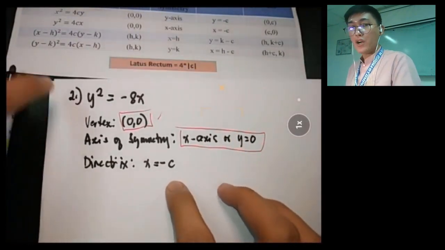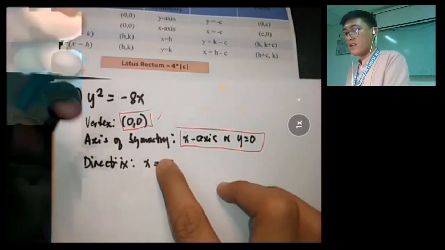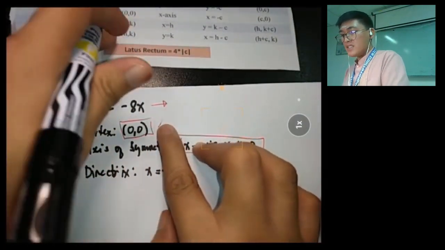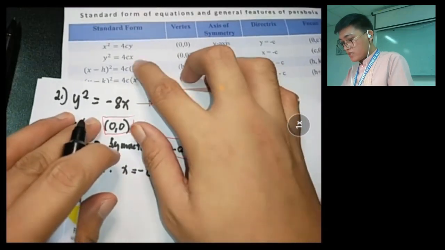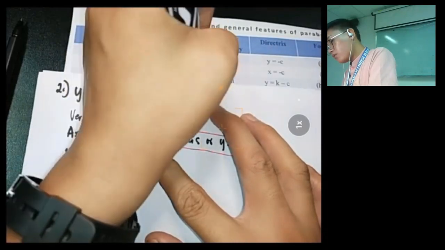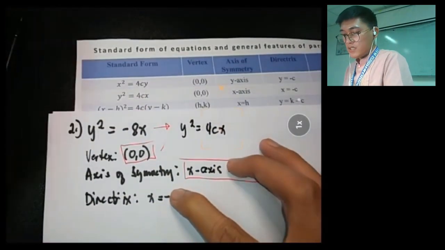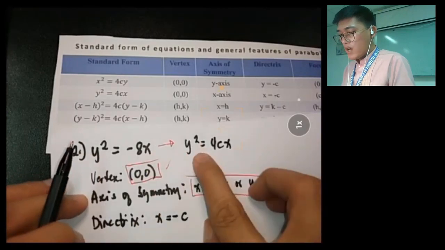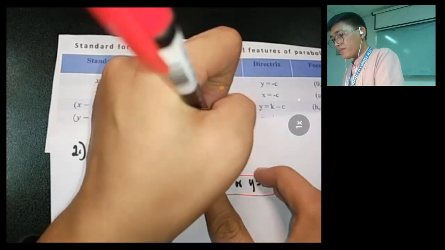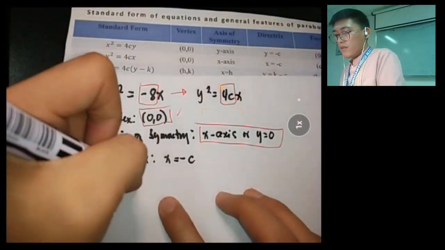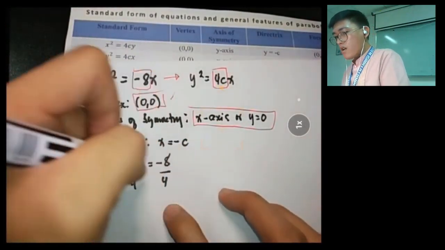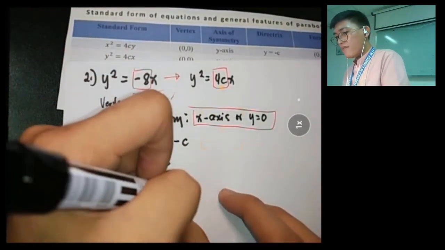We are going to go back to the original given standard form. That is, y squared is equal to negative 8x, and it is to be compared with this one, y squared is equal to 4cx. Now, we have y squared, x, and x. All we have to do is equate negative 8 and 4c. 4c is equal to negative 8. Divide both sides by 4, and c is equal to negative 2.